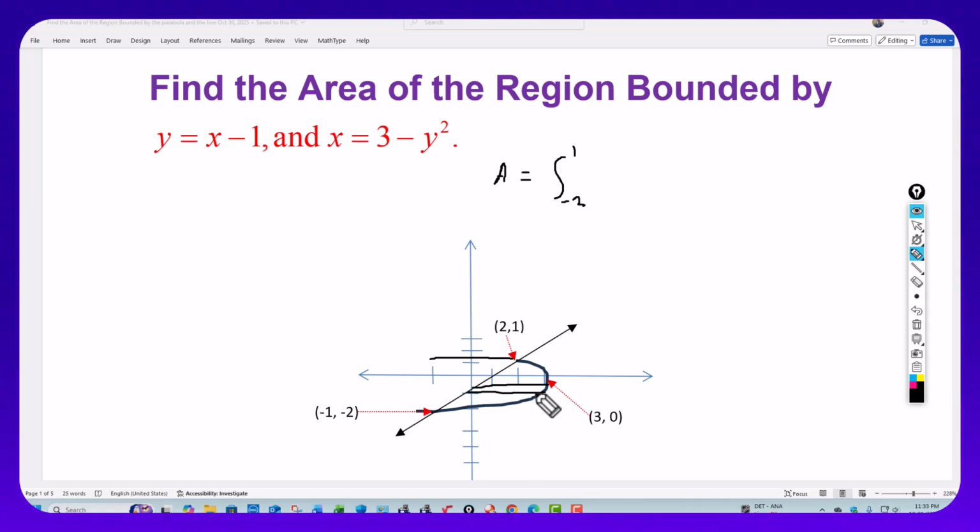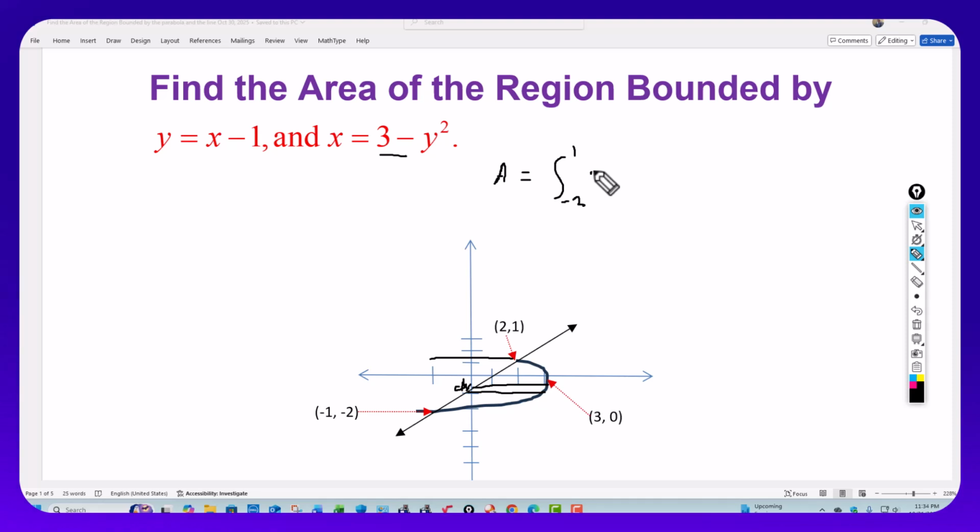So we need the length of this horizontal rectangle. And again, the width is going to be dy, so we'll be integrating with respect to y. So it's going to be this length here minus the line. The length goes from here to here, that'll be x to the line. But because we're integrating with respect to y, the x has to be in terms of y. And we have it in this case.